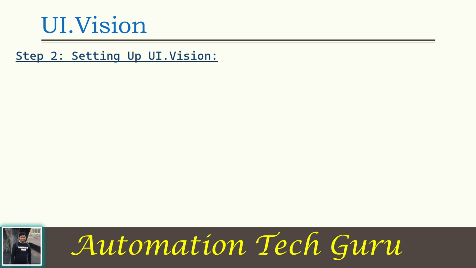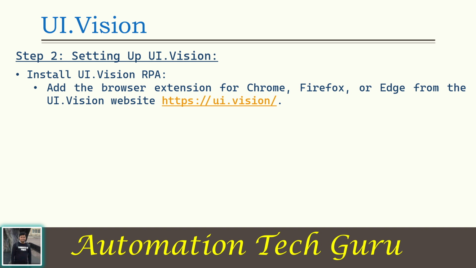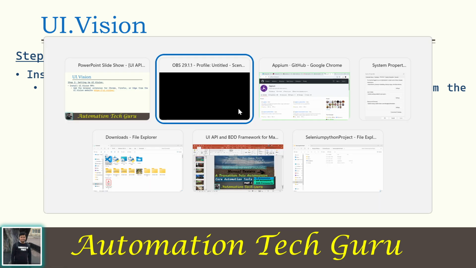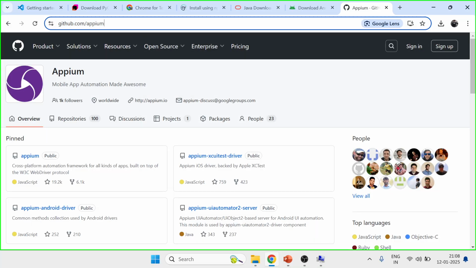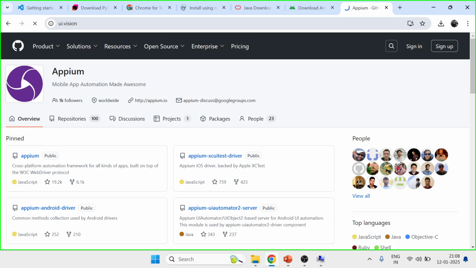Step 2 is setting up UI.Vision. So you install UI.Vision RPA. Add the browser extension on Chrome, Firefox, or Edge from the UI.Vision website. So just go to UI.Vision, this is the website.